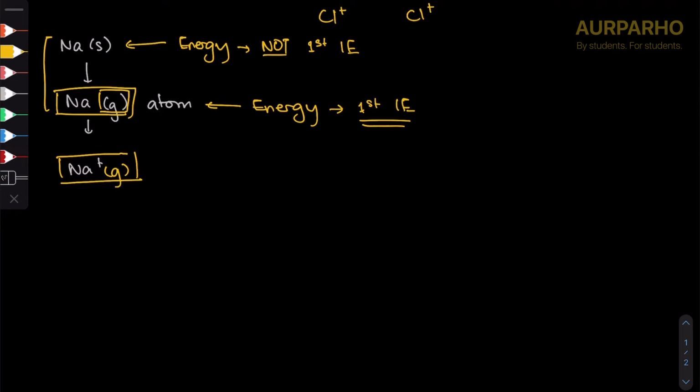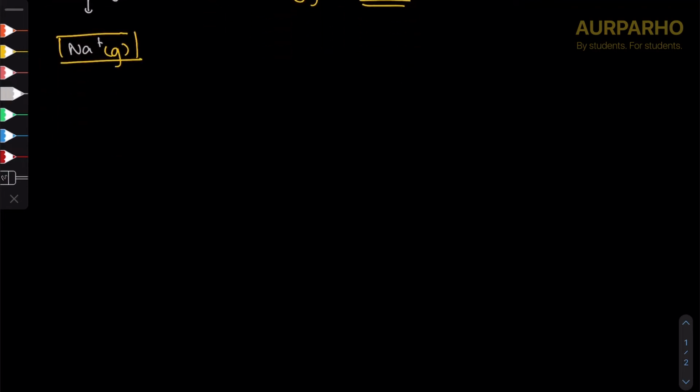So yeah, now let's look at trends in ionization energies. First we'll look at the trends between successive ionization energies. इसका मतलब क्या है कि how does the first ionization energy differ from, I'll just put versus second ionization energy, and how does that differ from the third ionization energy.